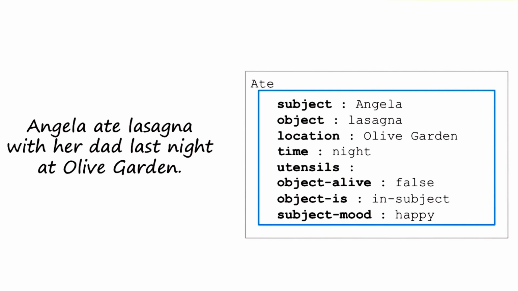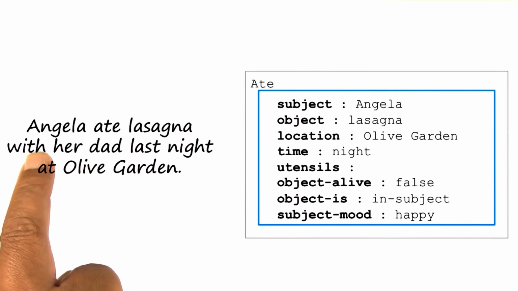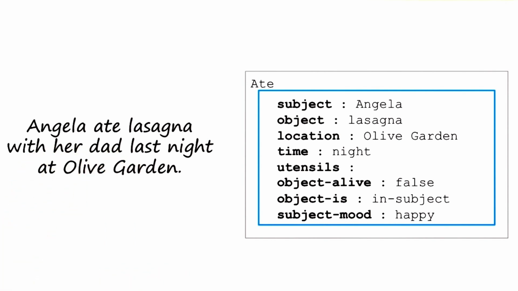That's a very good answer, David. First of all, the answer is correct. And in addition, you were able to point out that there is no slot here which is able to take care of the information coming in as input about her dad. Before we worry about what to do about the information that Angela had lasagna with her dad, let us look at some other properties of frames.